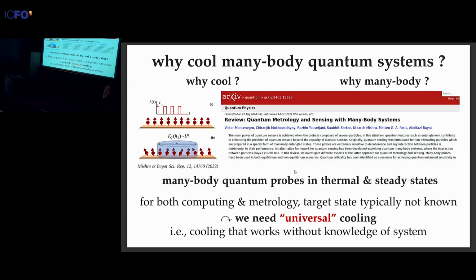Okay, but one point which I think is absolutely underappreciated is that in these scenarios, the target state is typically not known by definition, because we're looking at complex systems. If we could write down the ground state, it wouldn't be so interesting in the first place. So when we talk about cooling many-body quantum systems, what we want, ideally, is something that works universally, which means that it should work without me having knowledge about the quantum system, without me tailoring the cooling protocol to the properties of the quantum system.